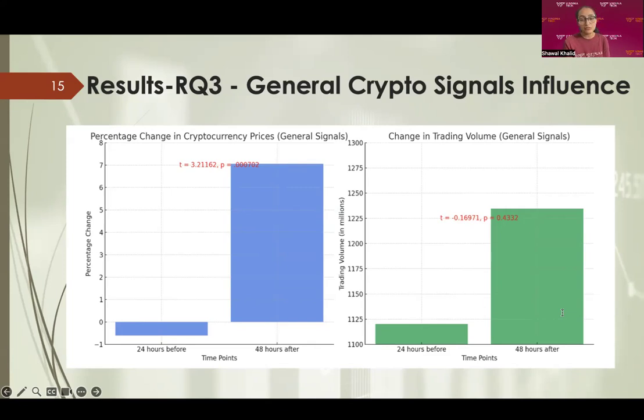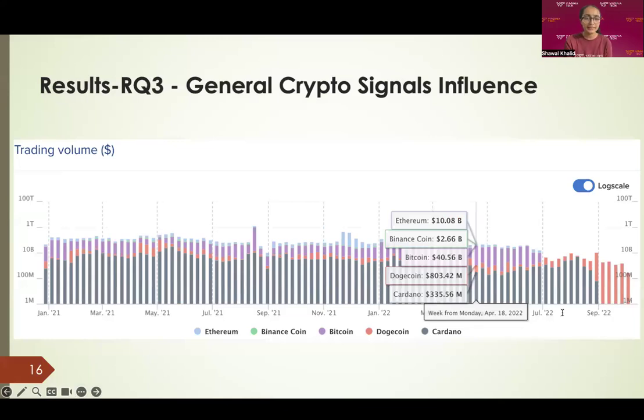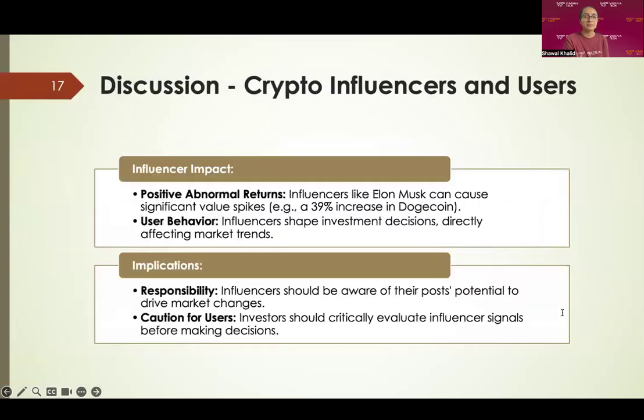But for the trading volume, the bar chart on the right represents the average trading volume 24 hours before and then after the journal crypto signal. While there was an increase in the trading volume here as well, the results were not statistically significant. Then here we have an example of how we collected the data for the journal crypto signals influence. You can see the top 5 cryptocurrencies with their price and then the specific date that the price was checked on. For this one, we used CoinMarketCap.